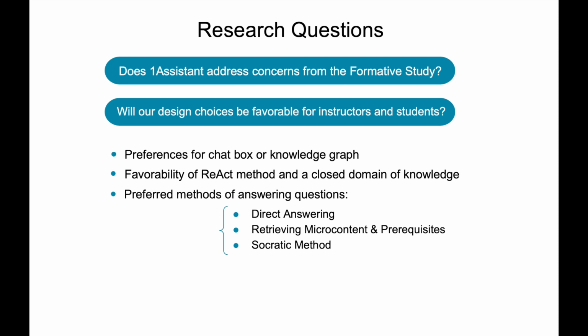We also wanted feedback on several specific design choices, including which question answering method is seen as most beneficial: direct answering, retrieving microcontent, or Socratic method. Next, we wanted to know if the React prompting method that uses only course material was preferable to responses that use knowledge from outside the course, like ChatGPT. Finally, we wanted to know if it was preferable to get responses in the chat box or as a visualized knowledge graph.